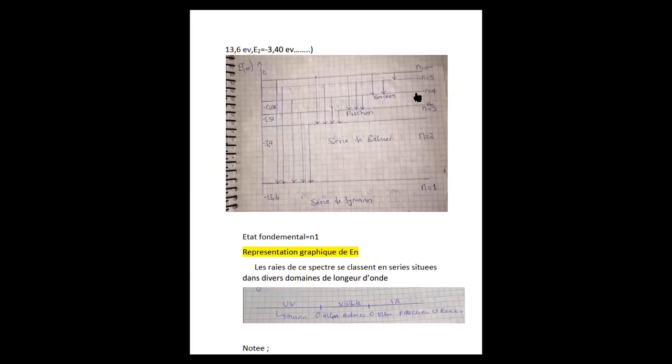Then you should also note this. When I say ground state, I mean n equals 1. Sometimes they say the electron moves from the ground state to this level by emission. So you have to know that the ground state is always n equals 1. You will see the significance of these things when we do some questions. I'll prepare some questions for you so that we can look at them.